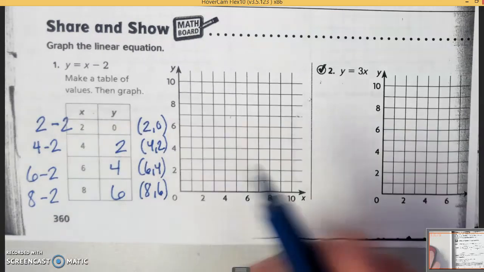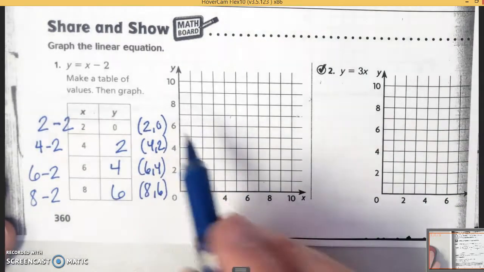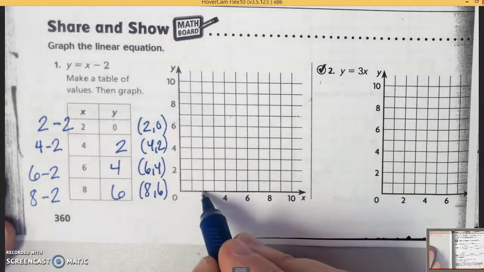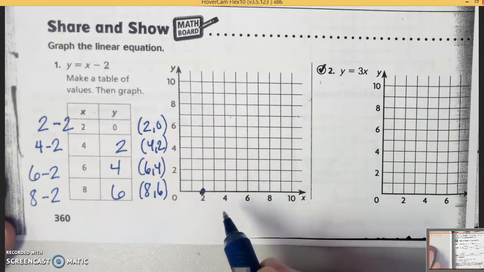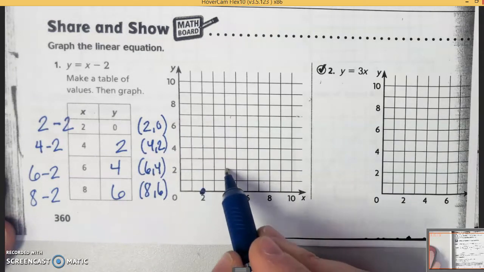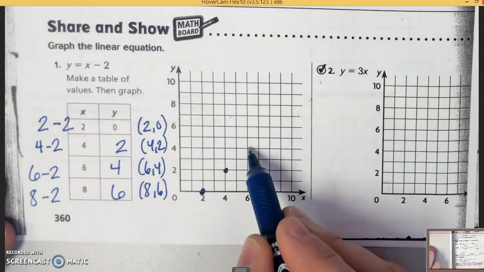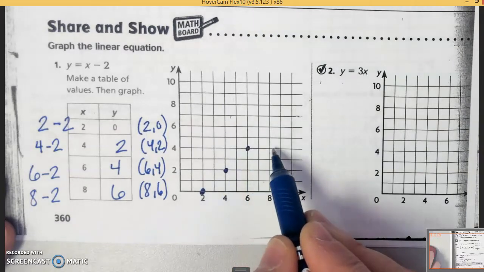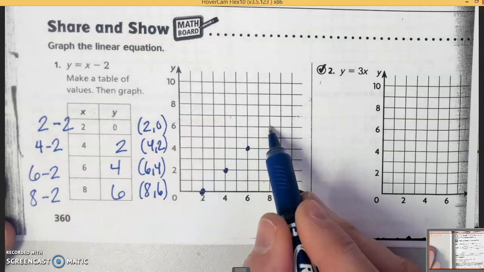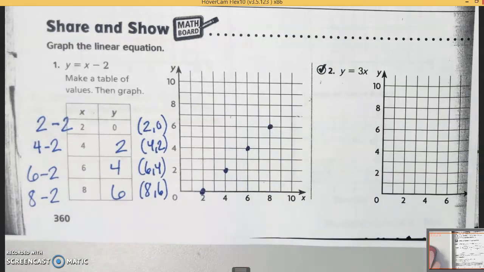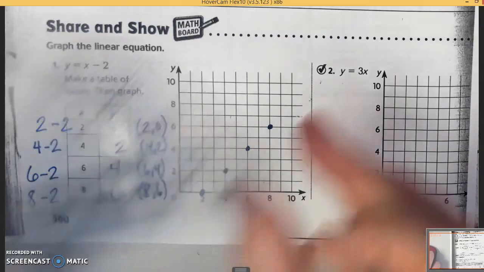Alright, so I'm going to go ahead and graph those ordered pairs. So first I'm going to go over to 2, and since it's 0, I just stay right there. Then over to 4, up to 2. Then over to 6, and up to 4. Over to 8, and up to 6. Now the last thing you've got to do here is draw your line.